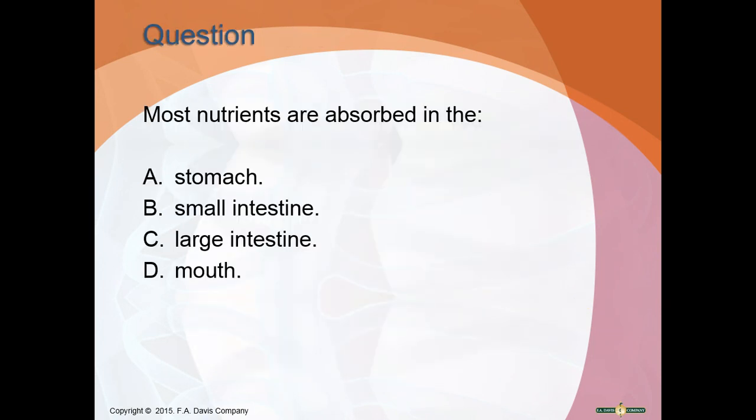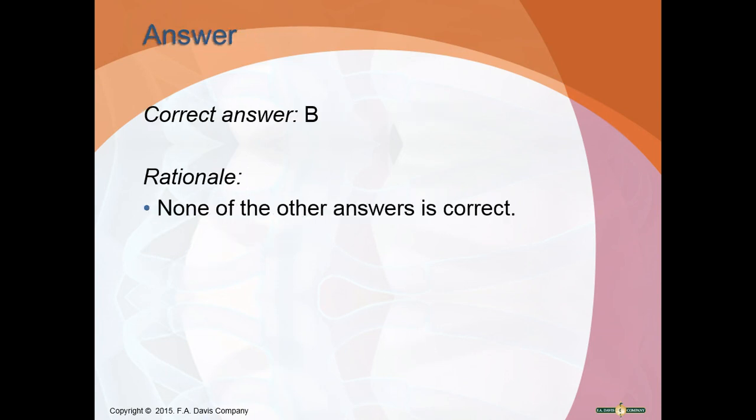So most nutrients are absorbed in the, where are most of them absorbed? B, small intestine. And what does the colon absorb? Water. That's right. The large intestine absorbs water. The small intestine absorbs nutrients, mostly.